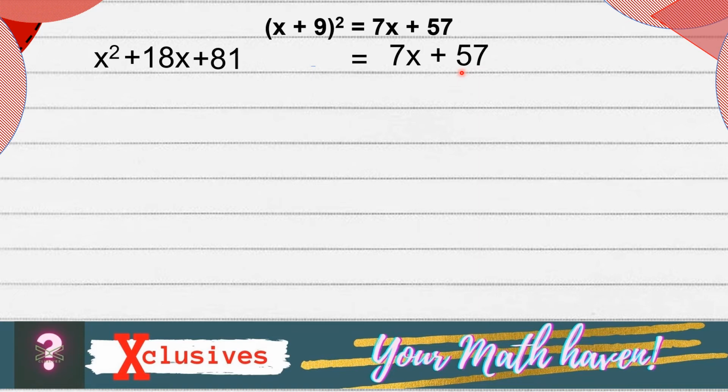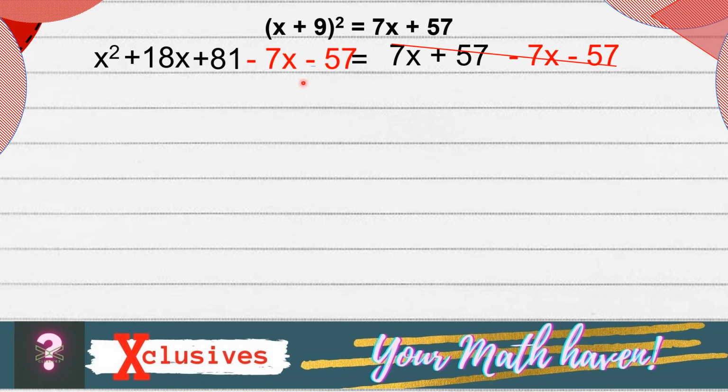Remember, we need first to make this equation into its standard form. We need to make this side be equal to 0. And to do that, we are going to subtract both sides by 7x minus 57. So, we can cancel this side since this will be equal to 0.